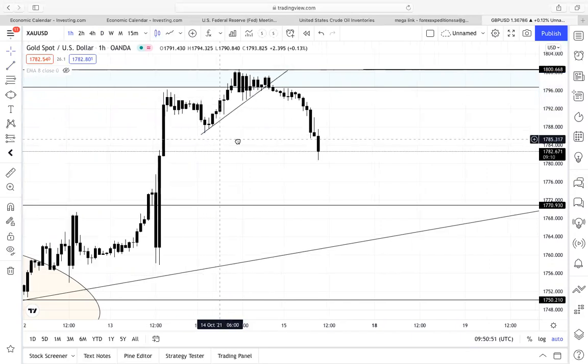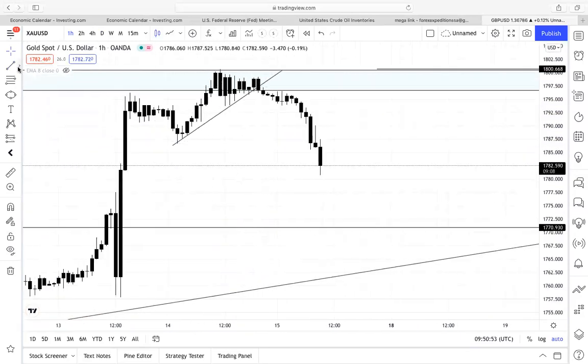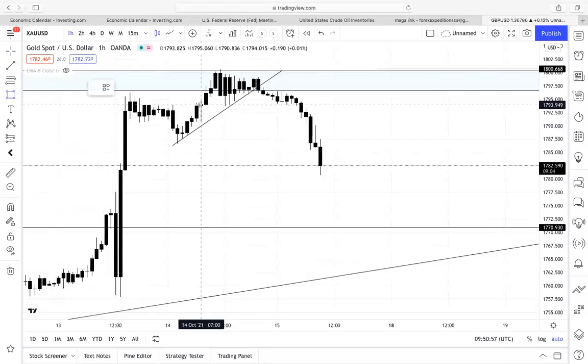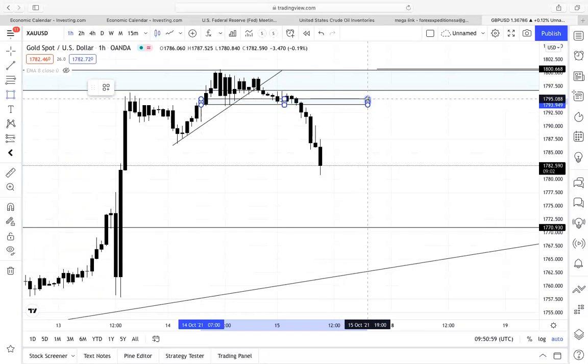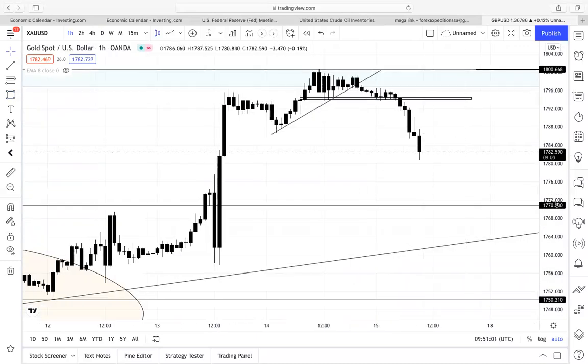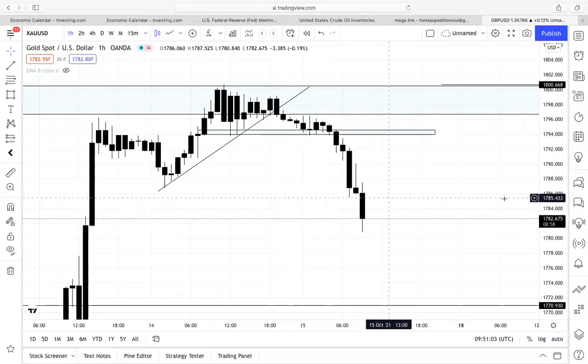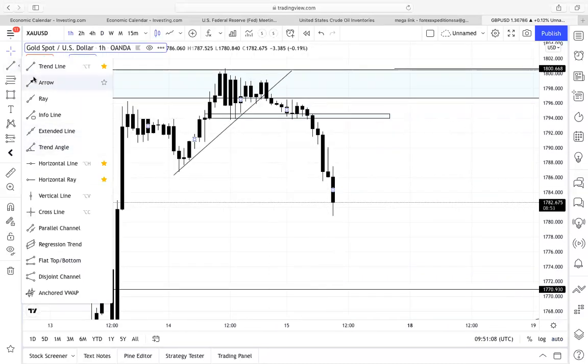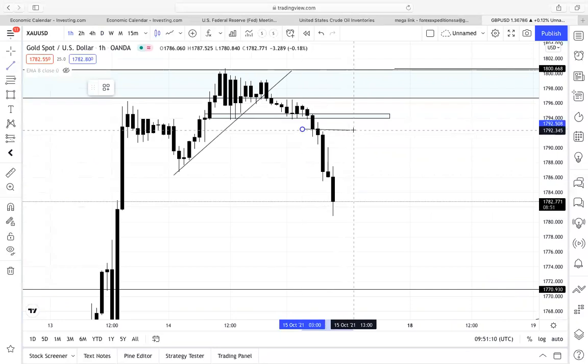Broke trend line, came to retest. It broke below this key area here. The first candle that gave you bearish momentum, what is it? This one, right? Take a sell.